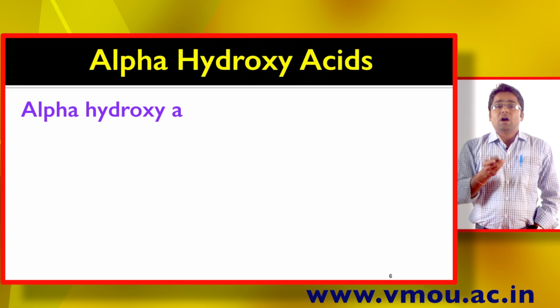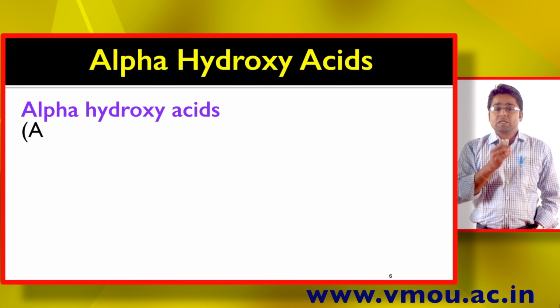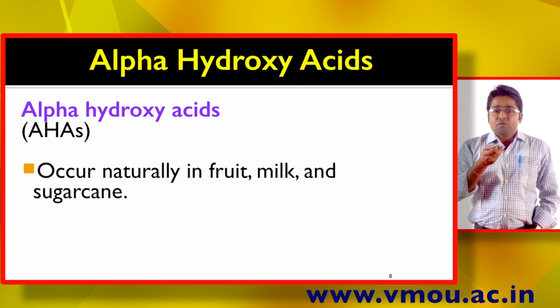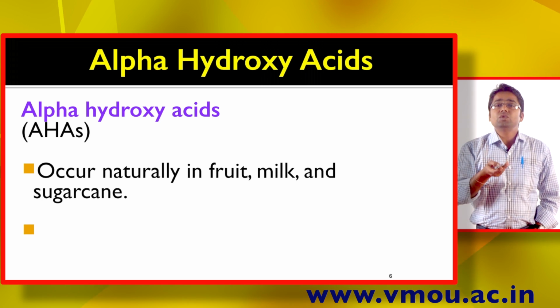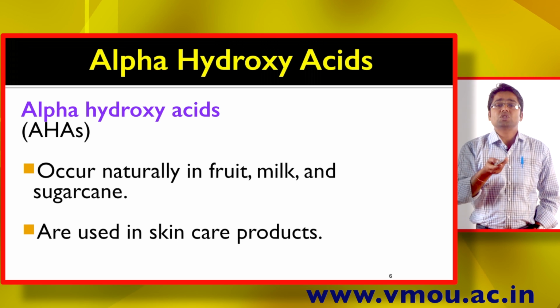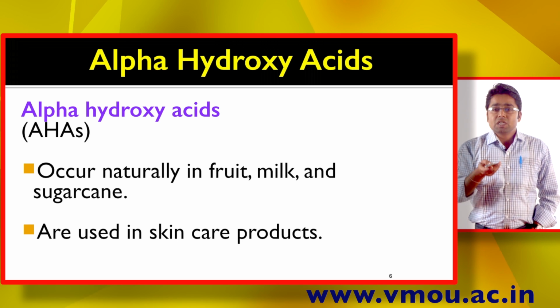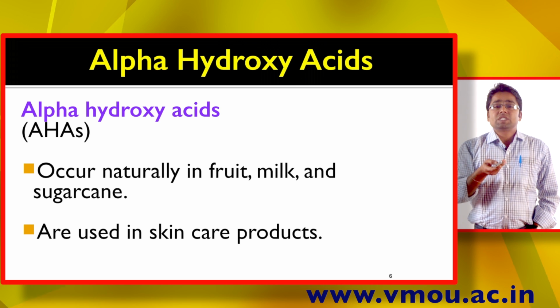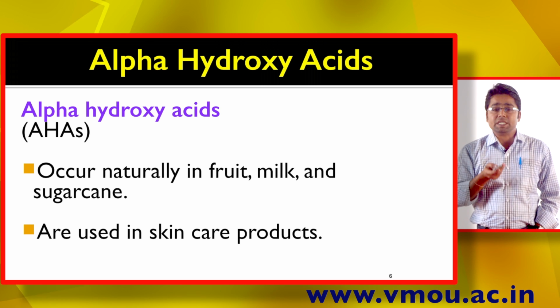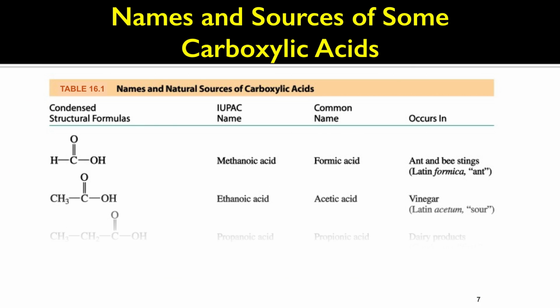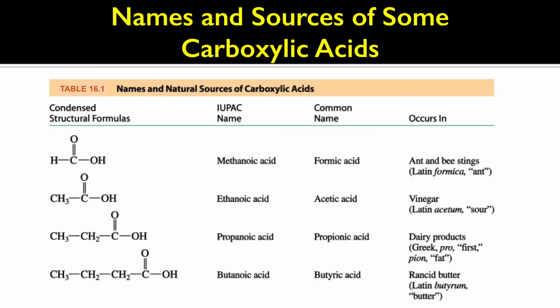Now, what are alpha hydroxy acids and where do they occur? In nature, mostly the fragrance of fruits and flowers is because of alpha hydroxy acids. These alpha hydroxy acids are mainly present in fruit, milk and sugar canes. And in the next slide, we have mentioned the sources of some common carboxylic acids, which can be seen in the slide.